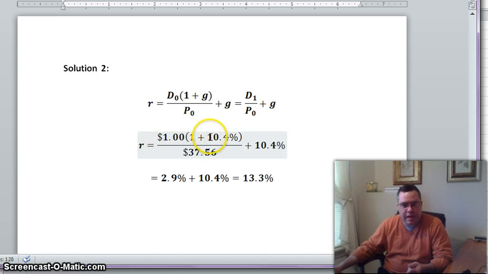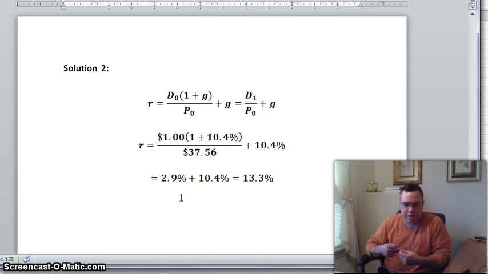$1 was the dividend just paid. We'll do 1 plus the growth rate. That's 1 plus 10.4%. We'll divide by price. And then you need to add back the growth rate, because this whole thing over here is called the dividend yield. This is the dividend you're going to receive next period divided by what you're paying for it. Well, that comes out to 2.9%.